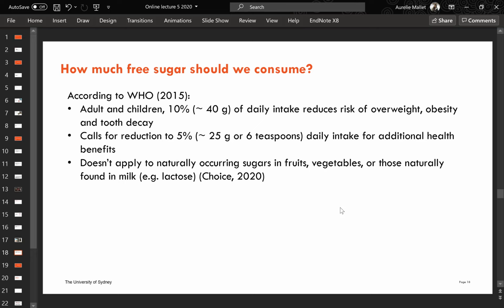Now, the World Health Organization, along with other organizations, are actually saying that we need to decrease that amount to 5%. So free sugars should only be part of 5% of our daily intake, which is around 60 spoons of sugars. And this then would create additional health benefits. Again, these numbers, about 10% and that 5% that people are asking for or edging towards, don't apply to naturally occurring sugars in fruits, vegetables, and those naturally found in milk.